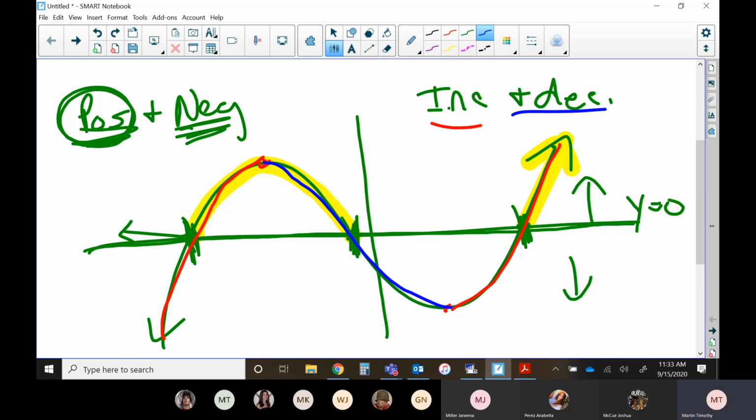So what do I care about for positive and negative? X-intercepts. What do I care about for increasing and decreasing? Maximums and minimums, because that's where the change happens, right? At this maximum, I was increasing. Once that max happens, now I'm decreasing, right? What happens at the X-intercept? I was getting negative outputs. Now all of a sudden I'm getting positive outputs. You guys get what I'm talking about here?